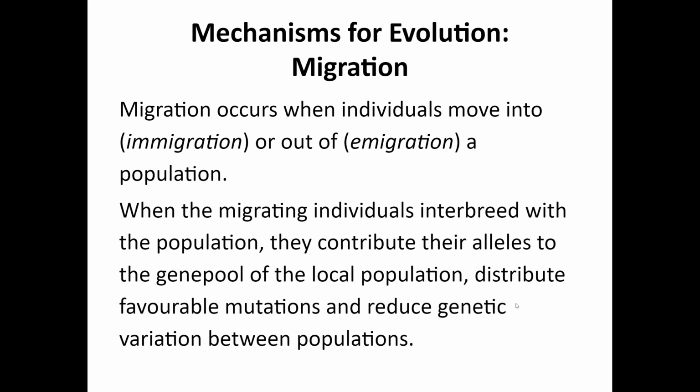Say, for example, you have an island, just off the coast of New Zealand. The island itself has a gene pool with certain types of birds, and then you have birds that fly over from the mainland onto the island, and then they will bring their alleles in to breed, and therefore create new alleles in that island gene pool.